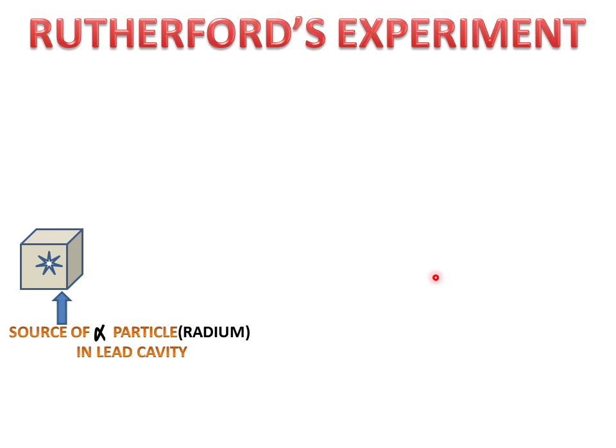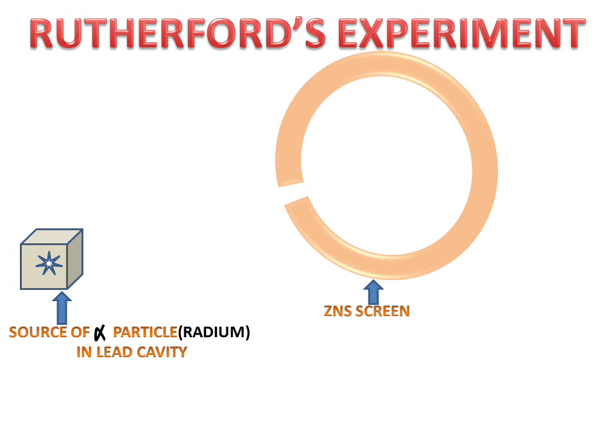We have a source of alpha particles, radium, inside it. This is a lead cavity. This is a zinc sulfide screen, for noting down the rays that strike the screen. This is a gold foil, of thickness 10 raised to the power minus 8 meter, in between this and the ZnS screen.